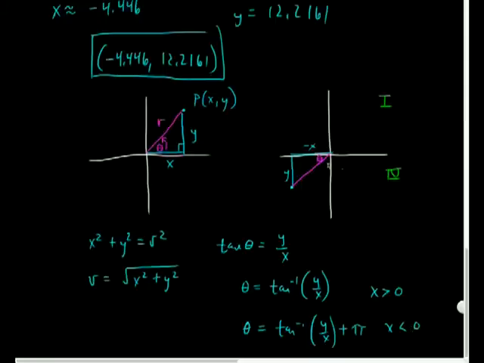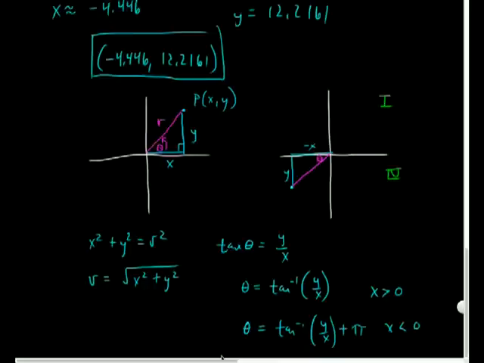And I guess, let's see, you're probably wondering why we didn't talk about when x is 0. You could probably determine which angle that is going to be. If x is 0, that means I'm on the y-axis. So my angle would have to be either pi over 2 or negative pi over 2 in those cases. So I guess that would be our third case.